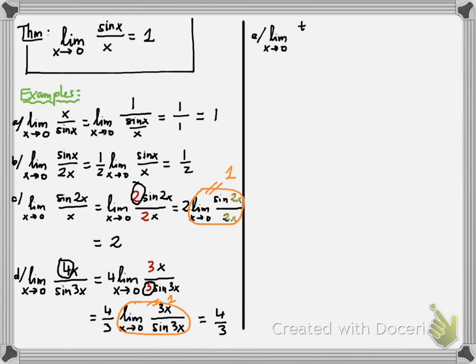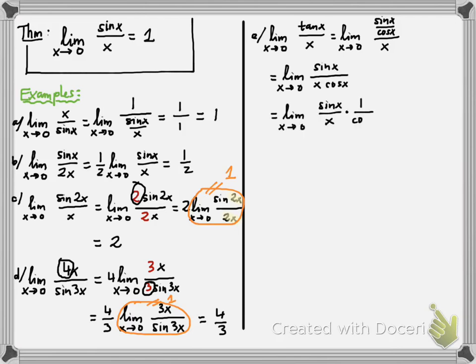And the last example is the limit when x approaches 0 of tangent of x over x. Notice that we don't have sine here. However, we can rewrite tangent as sine of x over cosine of x, divided by x. Therefore, we can then write it as the limit when x approaches 0 of sine of x over x times cosine of x, which can also be rewritten as follows: the limit of sine x over x times 1 over cosine x.